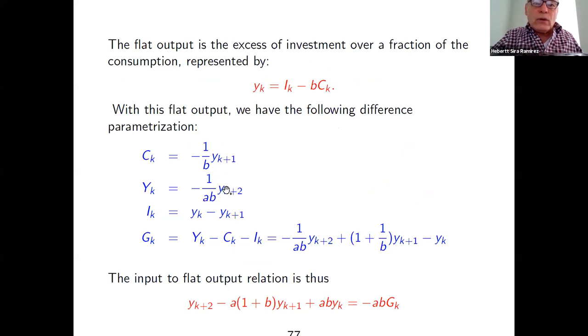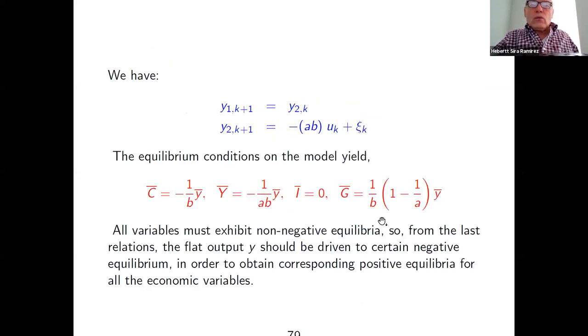And therefore, that constant value propagates to the national income and to the investment. In equilibrium, the investment is zero, and the government expenditure is obtained by the sum of all these terms when y is equal to a constant value. So the equilibrium of the whole economic system in terms of the state variables of the native model is very easy to determine in terms of the parametrization already found, now that the equilibrium is parametrized in terms of the equilibrium of the flat output.